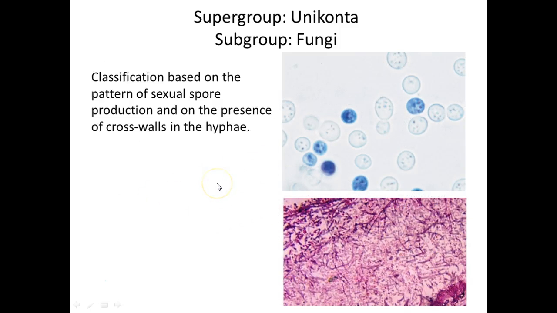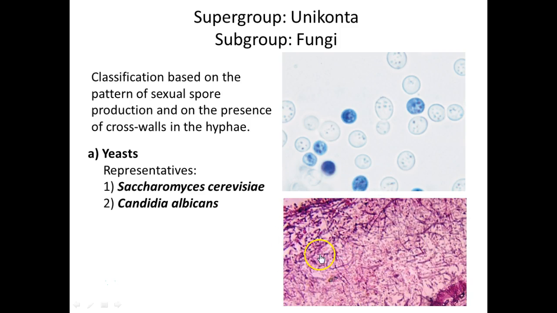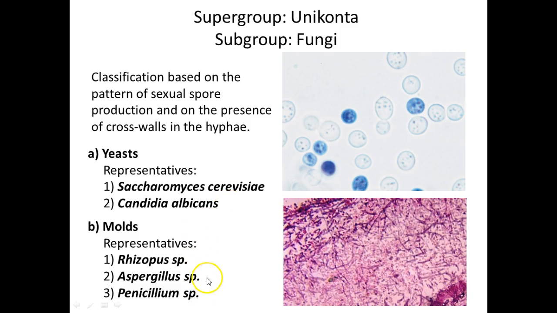So classification is based on sexual spore production and on the presence of cross walls in the hyphae. And this typically refers mostly to molds. For our yeast, we have two representatives, Saccharomyces cerevisiae and Candida albicans. For the molds, we have three species, Rhizopus, Aspergillus, and Penicillium.